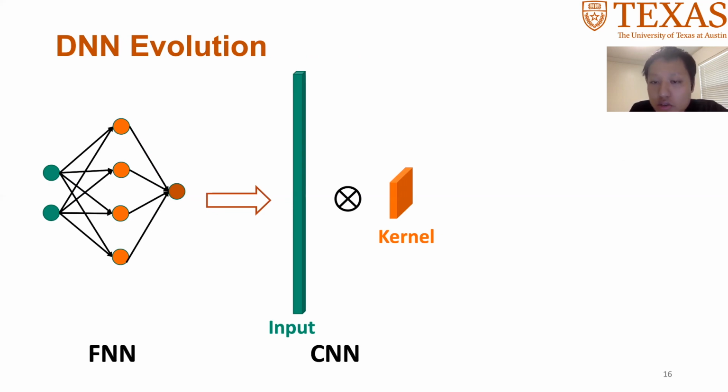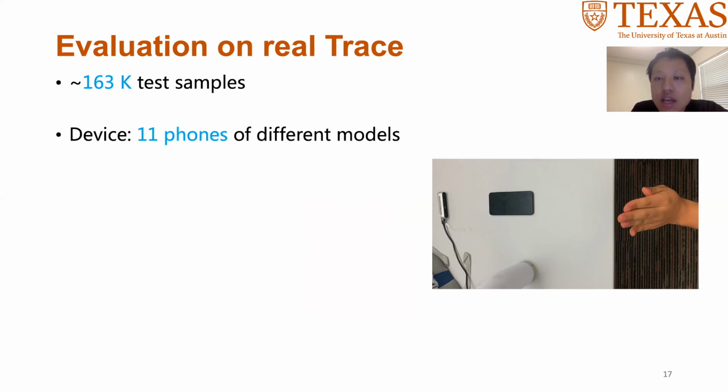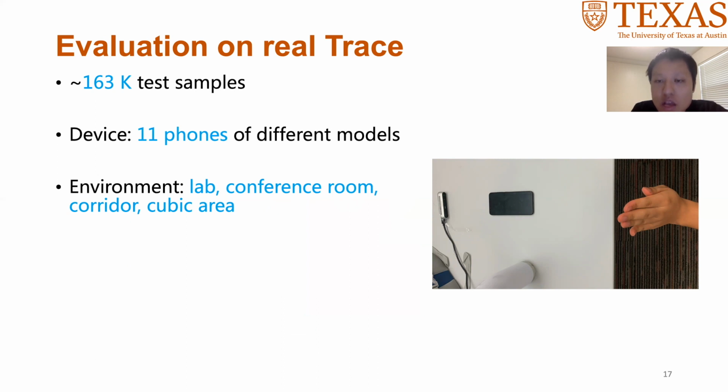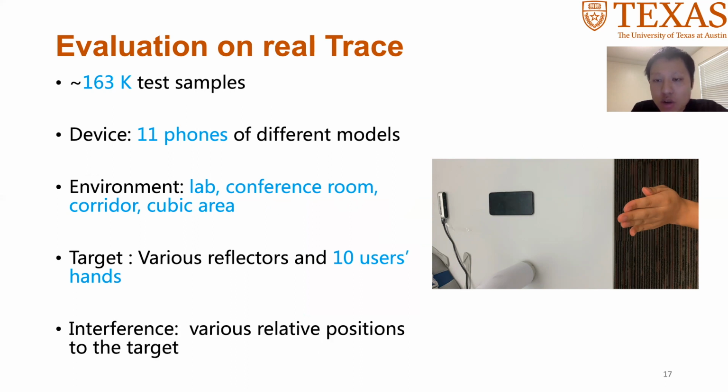We use a small kernel from 3 to 11. We find that a larger kernel is better and keep increasing the kernel size. Finally, we use a kernel size of 1440 with 4 channels, which is the DRNet. We have trained DRNet and evaluate performance on real traces. We collect more than 160,000 test samples with 11 different smartphones in different environments. We detect various targets, including 10 users' hands. We add interference by adding other objects around the target.